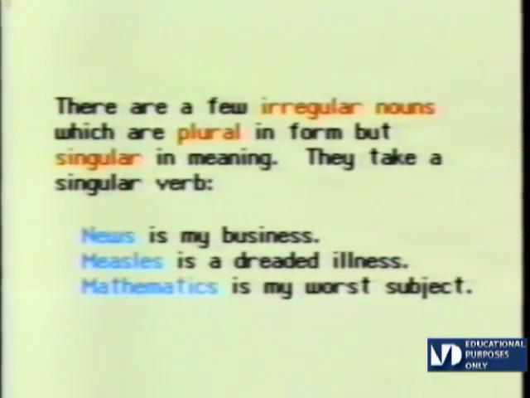There are a few irregular nouns which are plural in form, but singular in meaning. They take a singular verb. News is my business. Measles is a dreaded illness. Mathematics is my worst subject. Finally, titles of a single work that end in S may be thought of as singular and thus will take a singular verb. Autumn Leaves is my favorite song.